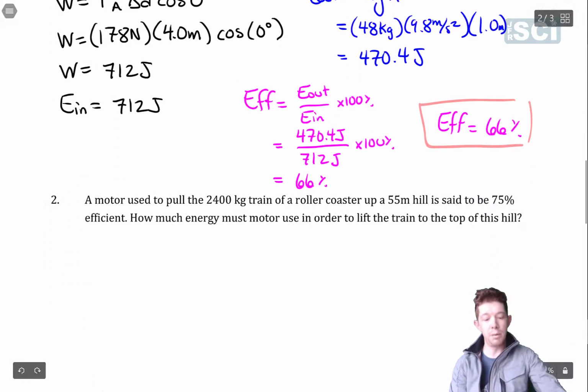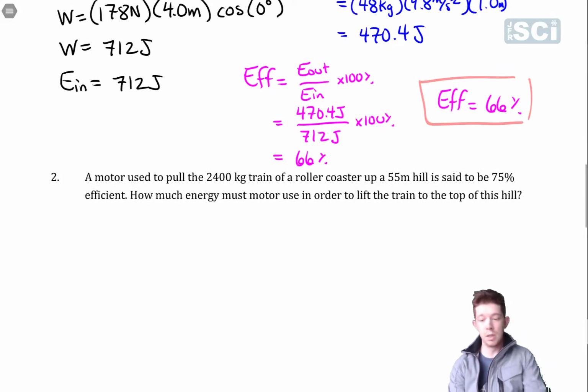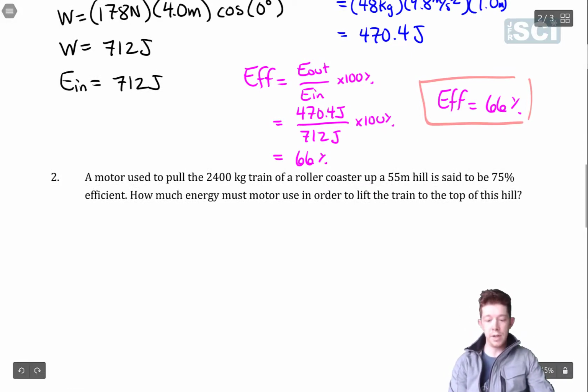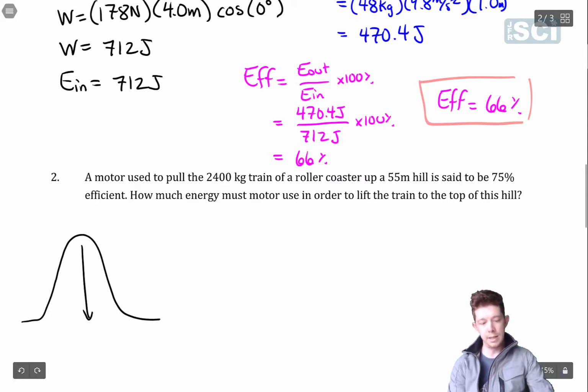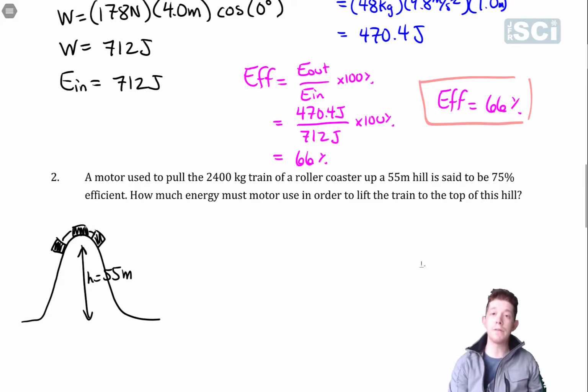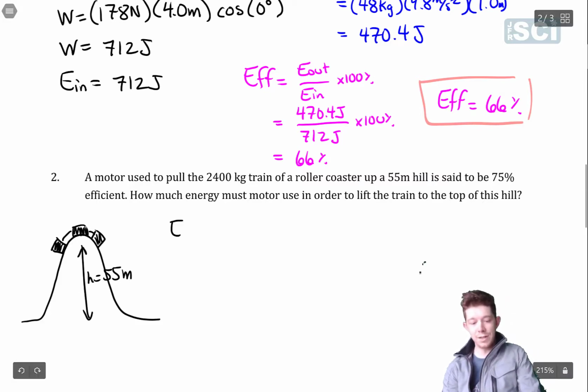So let's look at a problem that deals with a motor. A motor on a train, and this train is going up a hill, so I'll draw something like this. My hill has a height of 55 meters, and I'll draw my little train up here. There's my train coming over the little hill. As it's gone up over that hill, I'm storing gravitational potential energy in my train. And we're told that the efficiency in this case is 75%. And the mass of my train was 2,400 kilograms.